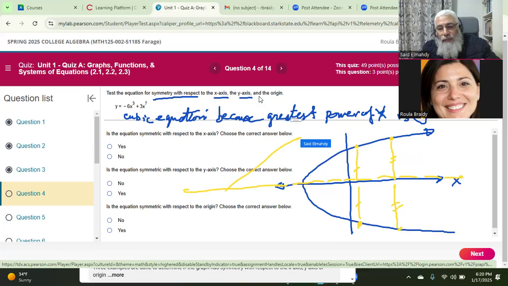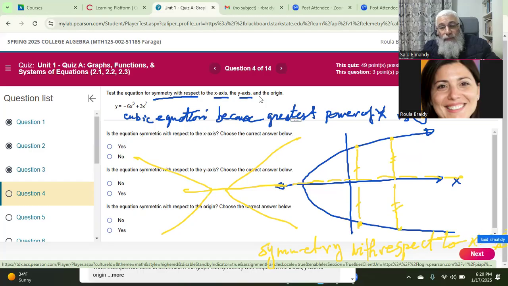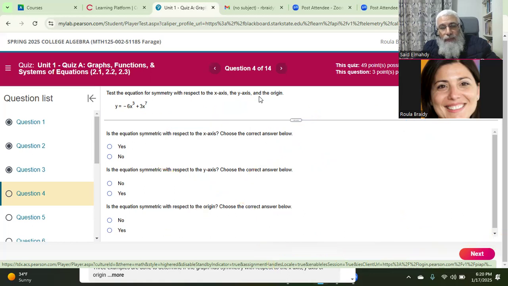It could be something like this. It could be something like this. This is symmetry with respect to the x-axis. What about the y-axis? This is the y-axis. So if we have a parabola like this, if the vertex is here, this is symmetry with respect to the y-axis.